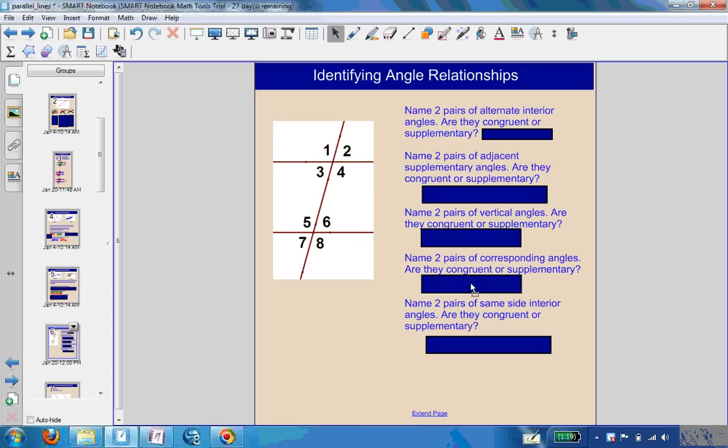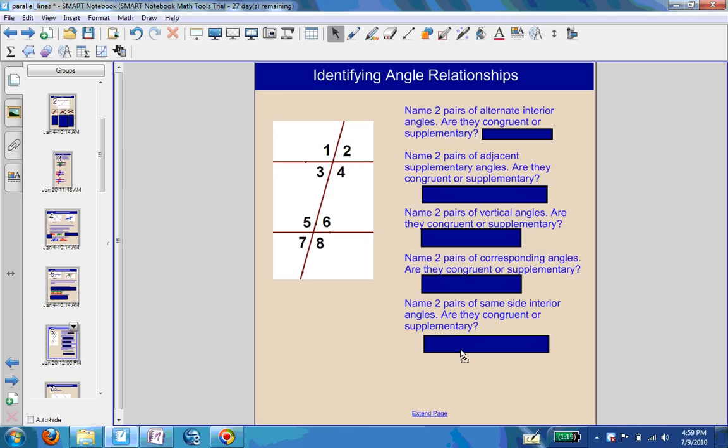Name 2 pairs of same side interior angles. Are they congruent or supplementary? So same side interior, interior means inside, in between the 2 parallel lines and on the same side of the transversal. So our only options are 4 and 6 and 3 and 5, and they are supplementary.